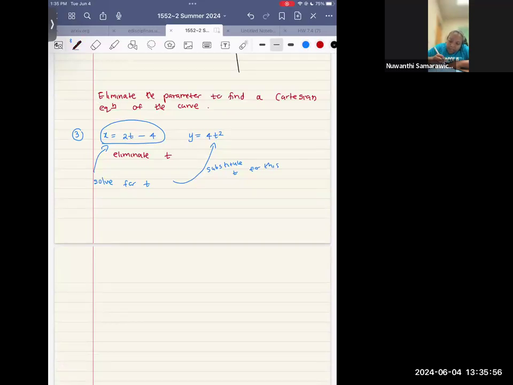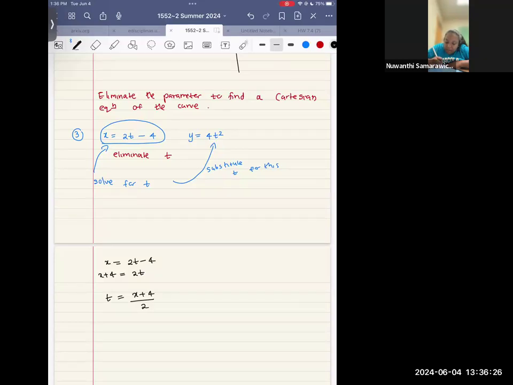What is t? So x is equal to 2t minus 4. After solving, can you tell me what is t? x plus 4 over 2. Yes, William, very good. So we need to get rid of this 4. So you have x plus 4, then you have 2t, and divide both sides by 2. Then we will get a value for t. So t is equal to (x plus 4) over 2.